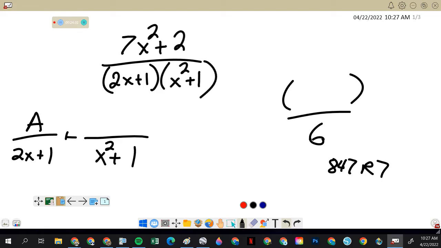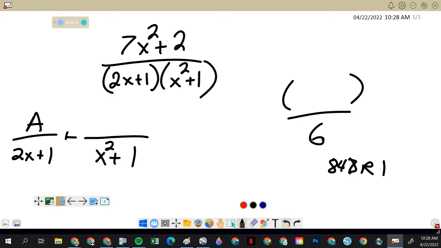Yeah, I messed up, right? 6 can go into that number one more time. So I would need to change this to an 8 and then put a 1 there. So the remainder is always smaller than the number you're dividing by.